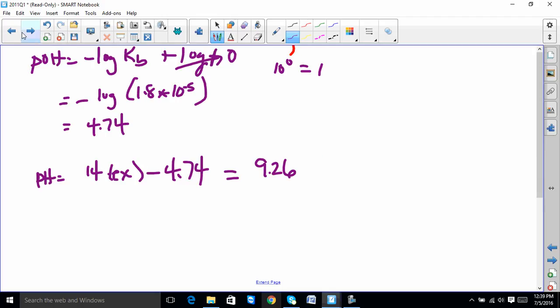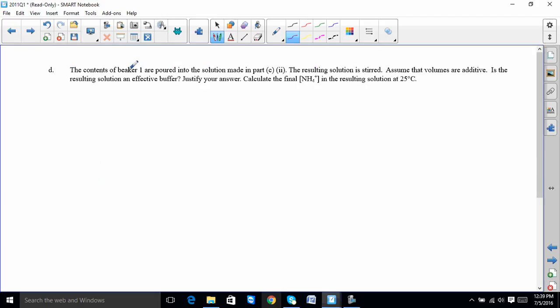And then this is such a tough problem. I've practiced lots of different ways to teach this. The contents of beaker 1 are poured into the solution made in part C, which was beaker 2 and 3. The resulting solution is stirred. Assume that the volumes are additive. Is the resulting solution an effective buffer? That's the first question. Is the resulting solution an effective buffer? And the answer is no. Let me tell you why.